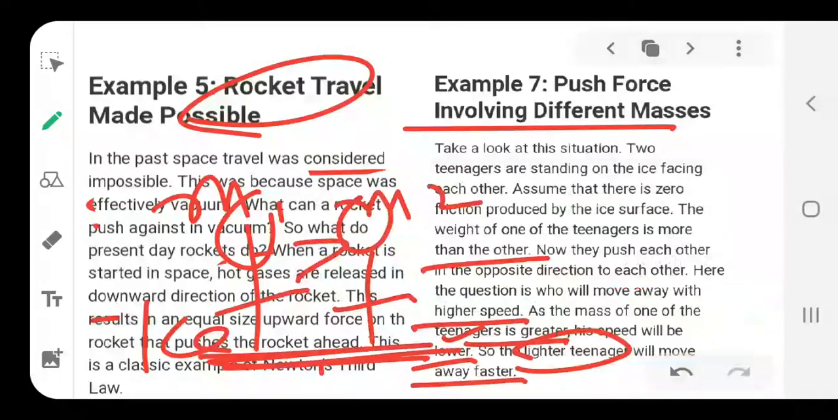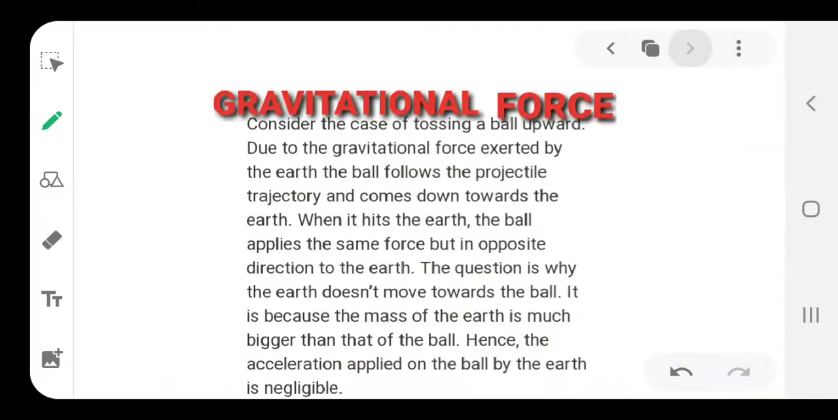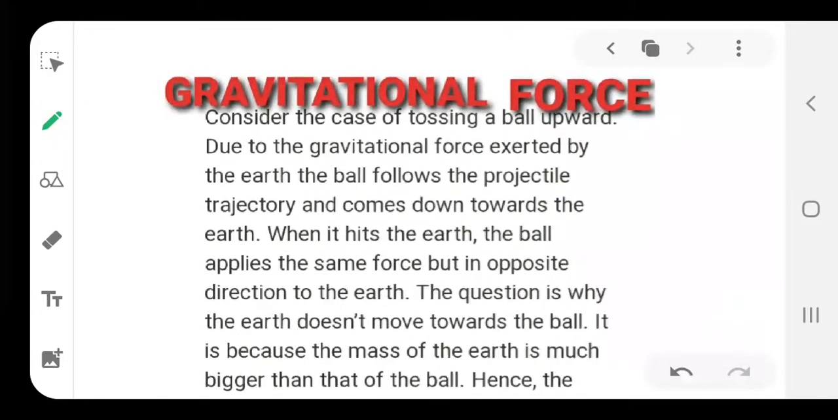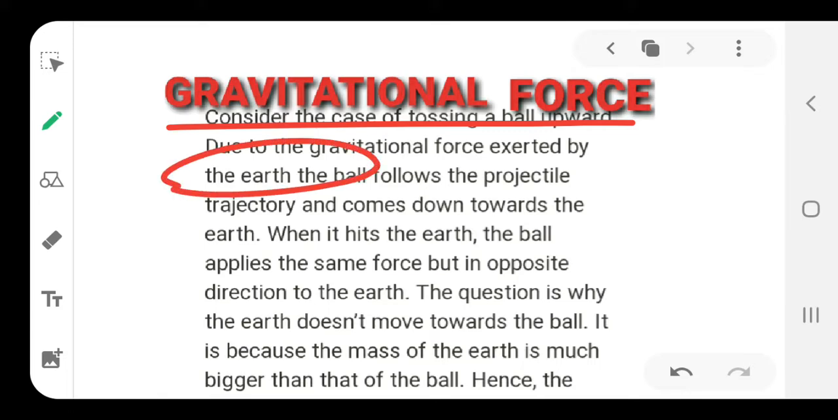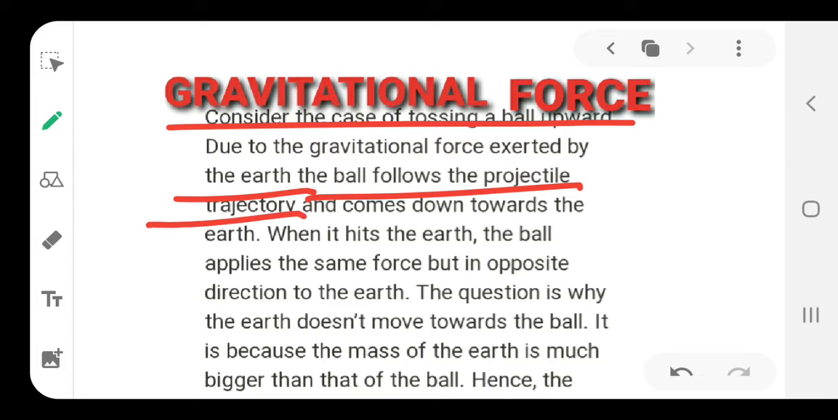So you can see in all these examples how beautifully Newton's third law is explained. Now this is the topic that we will be taking care of in the coming chapters as well as tutorials: what is a gravitational force, okay. This is the force exerted by the earth, okay. Sometimes you might have wondered that due to the gravitational force exerted by the earth, the ball follows a projectile trajectory. That means if you throw a ball up in the air, it moves and comes down like that. We call it a projectile trajectory, okay, that it gains height and comes back.